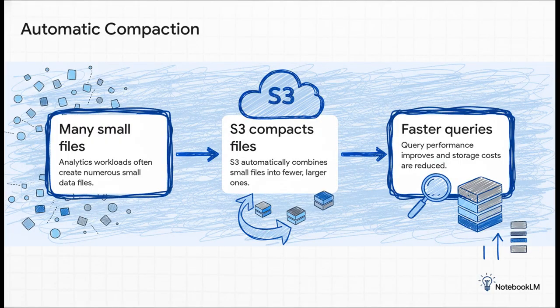So here's a super common problem. Your analytics jobs create tons and tons of tiny little files. And trying to query thousands of small files is super slow. S3 tables sees this happening, and in the background, it automatically combines them into fewer, larger, more optimized files. The result? Bam! Your queries get way faster, and you can even save money on storage.